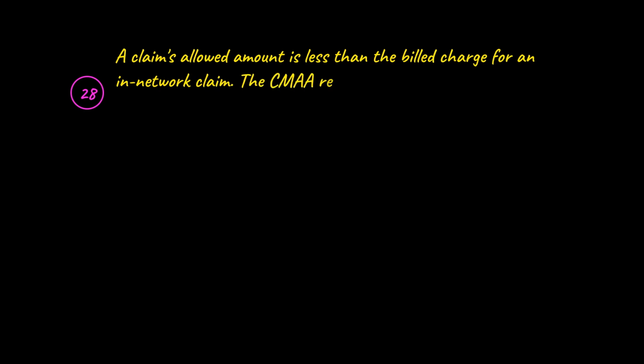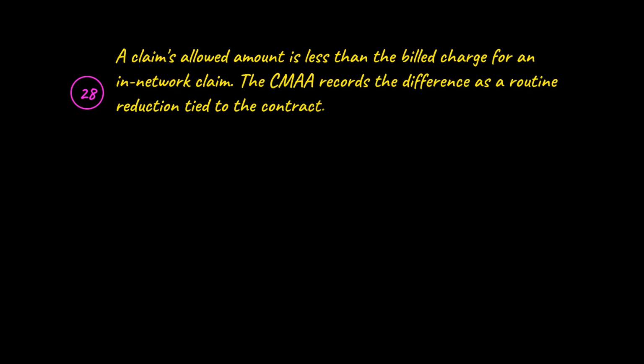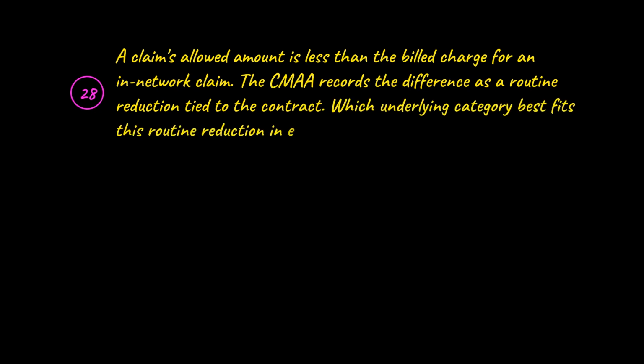Question 28. A claim's allowed amount is less than the billed charge for an in-network claim. The CMAA records the difference as a routine reduction tied to the contract. Which underlying category best fits this routine reduction in everyday billing language?